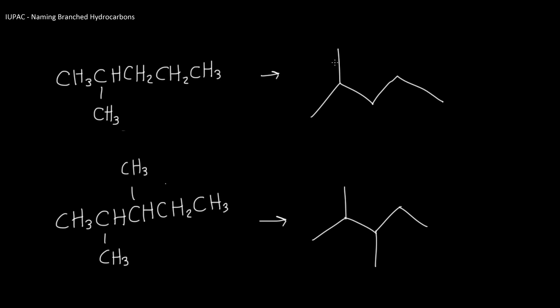So for rules of naming, the first thing you're going to want to do is locate the longest carbon chain. So the longest chain of consecutive carbons. The first one we can look at right here, we can see that we have a little branch off here. We have a 5 carbon chain, which is our longest carbon chain. We can see 1, 2, 3, 4, 5, and we have a branch right here.